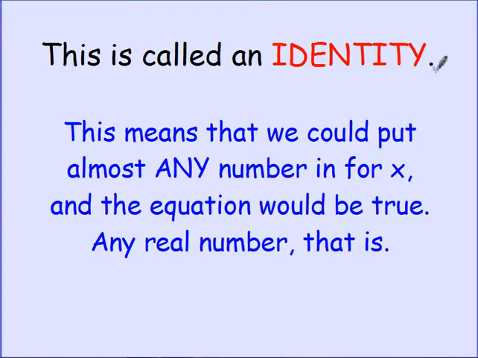When I'm left with a true statement like that, it's called an identity. That's going to mean that we could put any number in for x and the equation would be true. You're welcome to go back to the previous screen and test it, put in different values for x, and just notice that both sides of the equation turn out to be true.